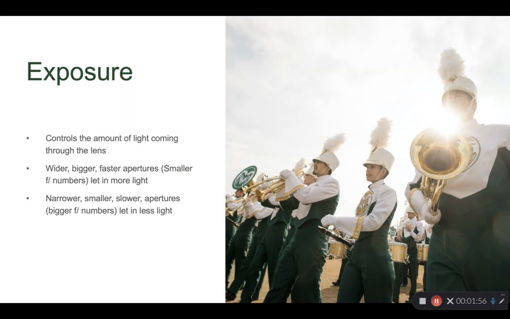So let's talk about the exposure piece. It controls the amount of light coming through the lens. Wider, bigger, faster apertures, smaller f numbers, let in more light. That makes your photo brighter. Narrower, smaller, slower apertures with bigger f numbers let in less light, making your picture darker. So if your picture is too dark, open the f-stop up. If your picture is too bright, close that aperture down.